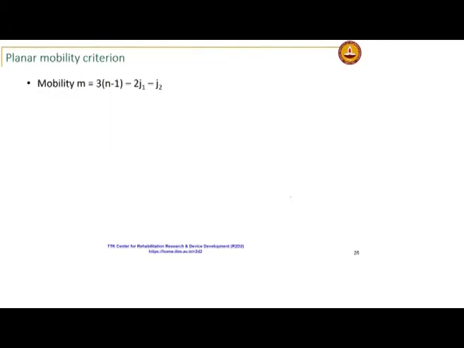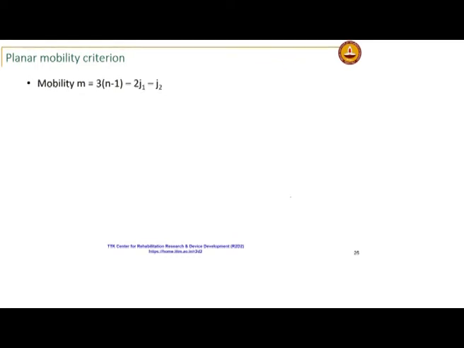We will move on to the mobility criterion. So, you have a set of links connected by joints. You know what the connectivity of the individual joints are. For this kinematic chain that you have created, for the mechanism that you have created by fixing one link in the kinematic chain, how do we predict the mobility of the mechanism? So, let us look at the planar mobility criterion.